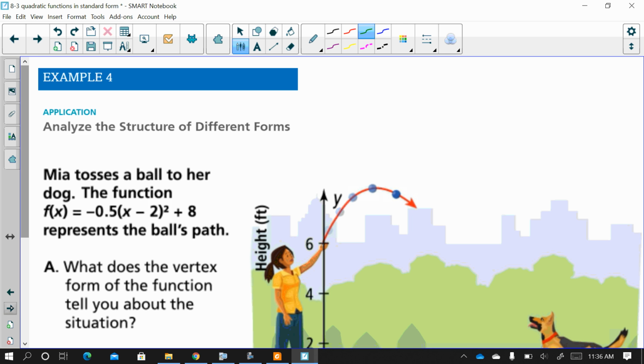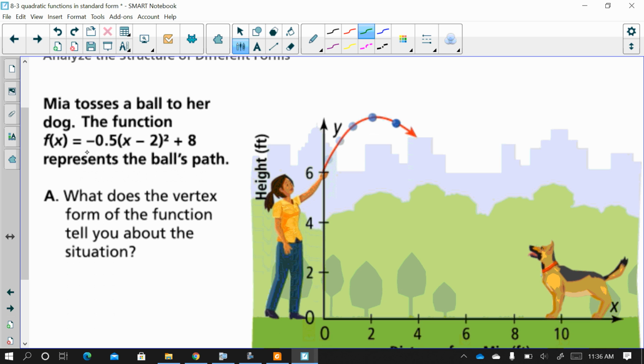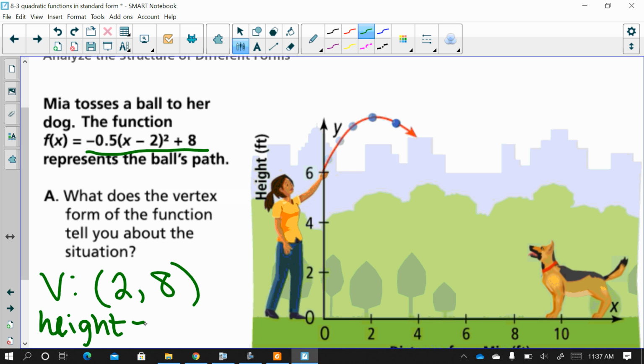Okay, so let's look at the differences between vertex form and standard form. Mia is tossing a ball to her dog. Here's our function. What form is this function in? Well, that's in vertex form. So what does vertex form tell us about the situation? Well, vertex form tells us the vertex. It tells us the vertex is at the point (h, k), (2, 8). The vertex is your highest point. So the highest the ball reaches is 8 feet. So the ball will go up 8 feet in the air.